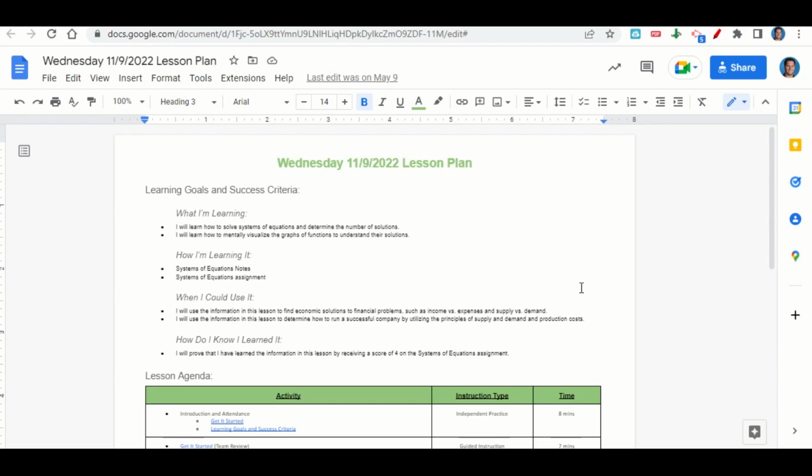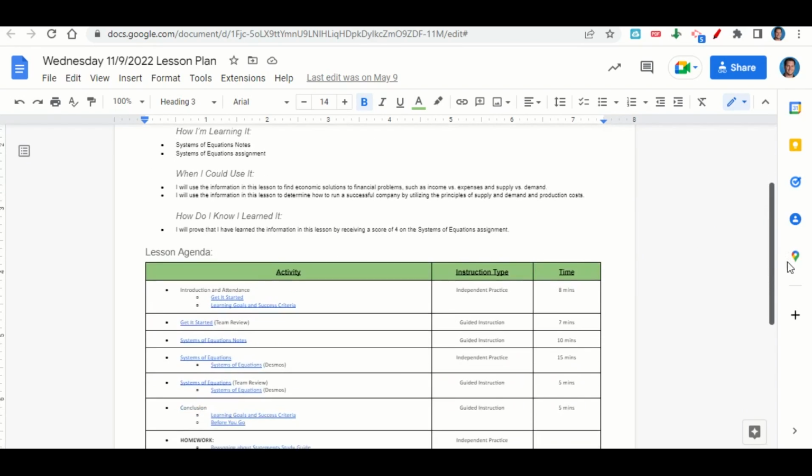When can we use this information? To find economic solutions to financial problems such as income versus expenses and supply versus demand, and to determine how to run a successful company by utilizing the principles of supply and demand and production costs. How do we know we learned it? By getting a score of 4 on the Systems of Equations assignment.